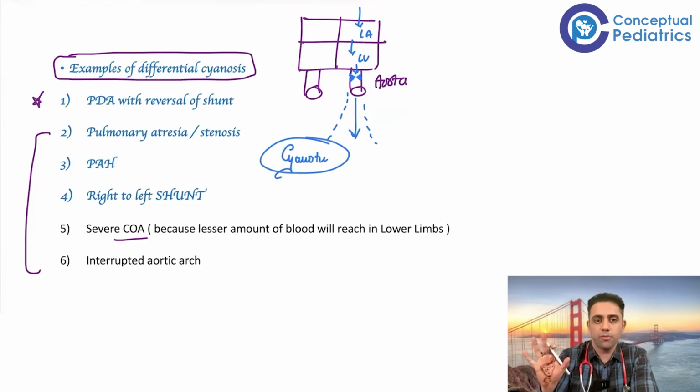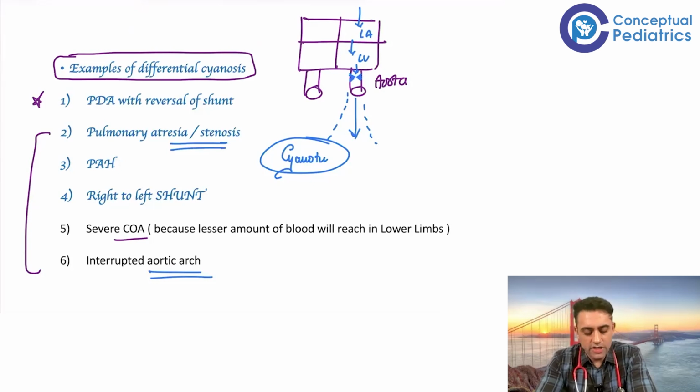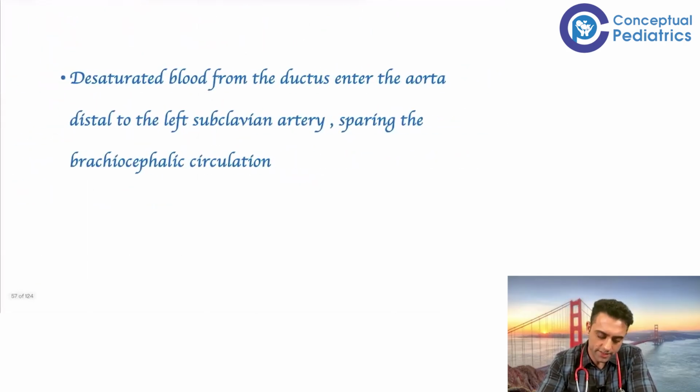So all the aortic problems: aortic stenosis, coarctation of aorta, interrupted aortic arch, pulmonary artery hypertension, pulmonary stenosis also, yes. Very importantly, all these are causes, the examples where the lower limb will be more blue than the upper limb. That's it. Okay, that you should know.